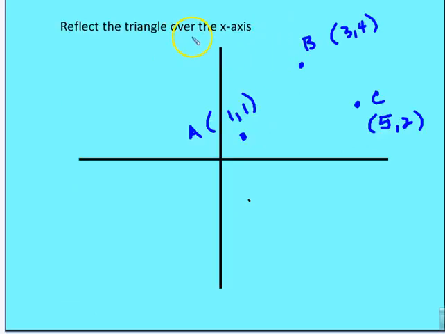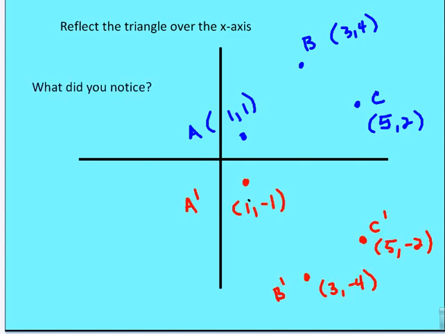All right, so now I want you to reflect this triangle ABC over the x-axis. I'm going to ask you to do this by intuition, and then we'll come back to this and work this process out mathematically. So I'm going to pause here. All right, so you should get A primed (1, -1), B primed (3, -4), C primed (5, -2). All right, so what did you notice? (x, y) now becomes (x, -y) as you reflect any points over the x-axis.